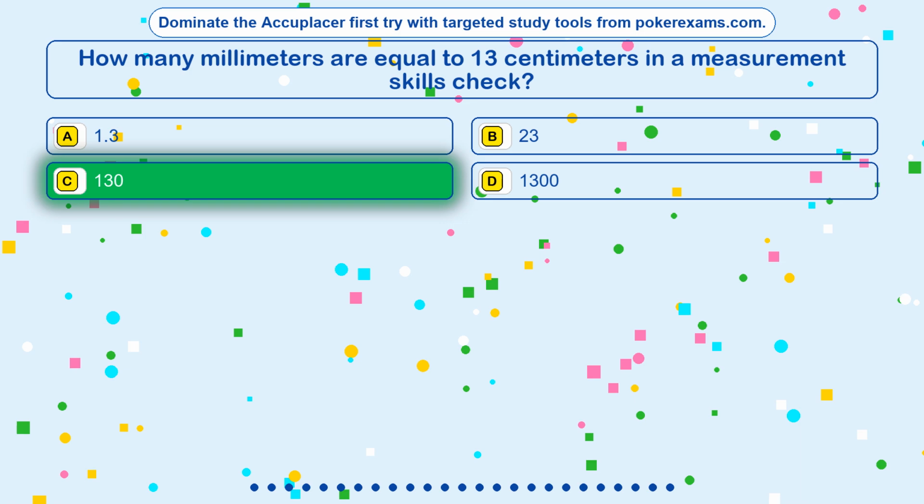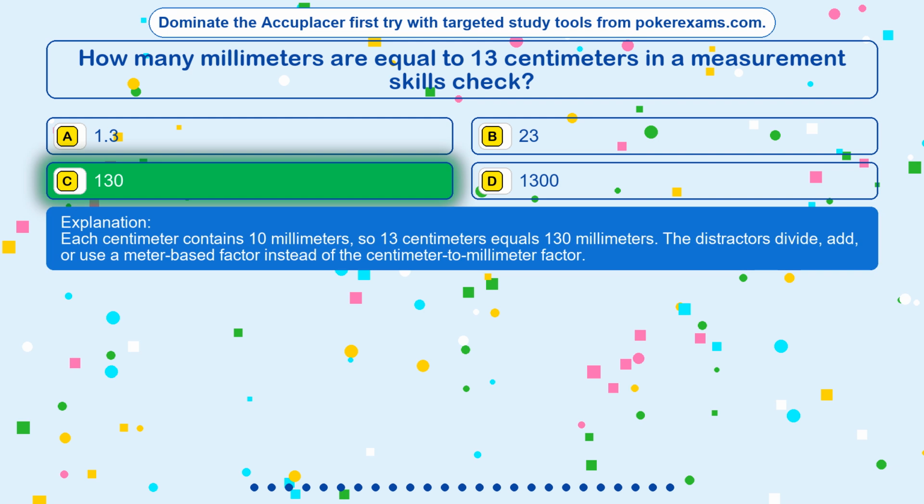The correct answer is option C, 130. Each centimeter contains 10 millimeters, so 13 centimeters equals 130 millimeters. The distractors divide, add, or use a meter-based factor instead of the centimeter to millimeter factor.